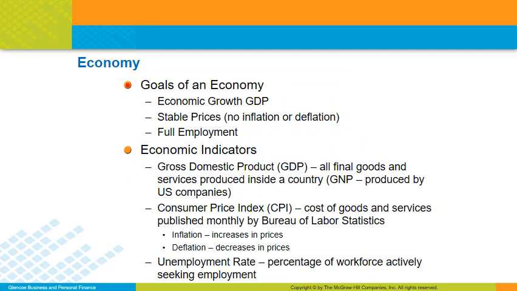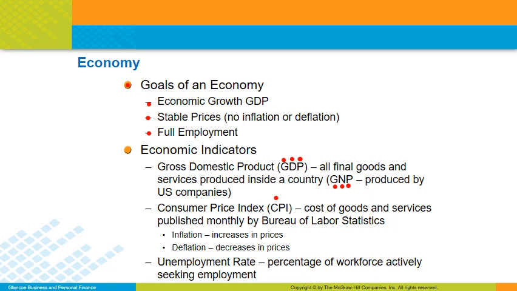The goal of every economy is very simple: economic growth, stable prices, full employment. We have economic indicators that I believe you've heard before. Gross domestic product is the GDP, and that's all goods and services produced inside a country. GNP, gross national product, is what's produced by US companies.